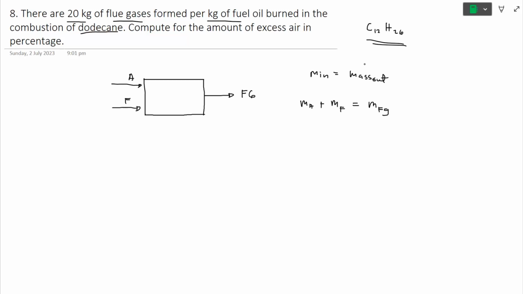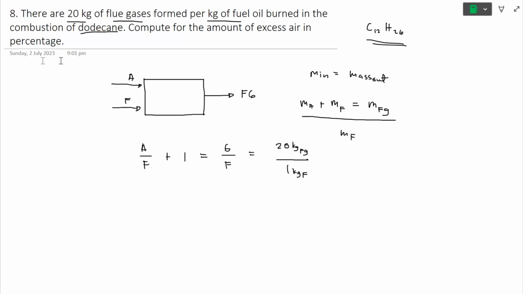Now, if I will divide it with the mass of the fuel overall, so this will become air-fuel ratio theoretical plus 1 equal to mass ng flue gas. Okay? Or yung gas per fuel. Yan yun. So, anong binigay sa'yo dyan? Yung gas per fuel. Sabi dyan, you have 20 kilograms of flue gas per 1 kilogram of fuel.